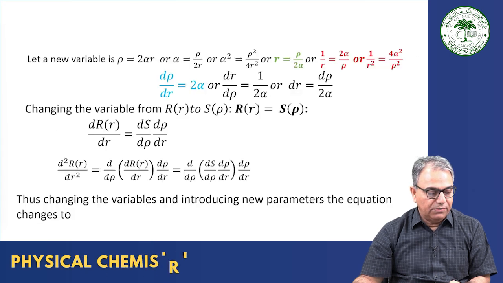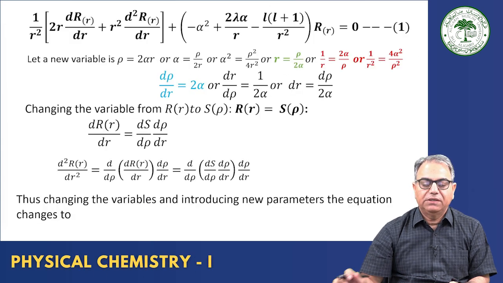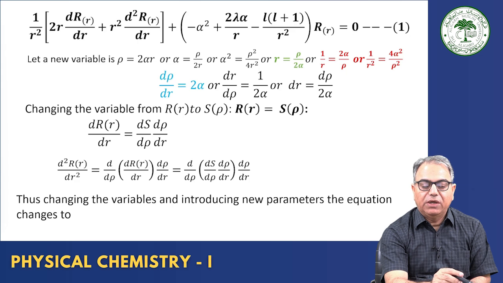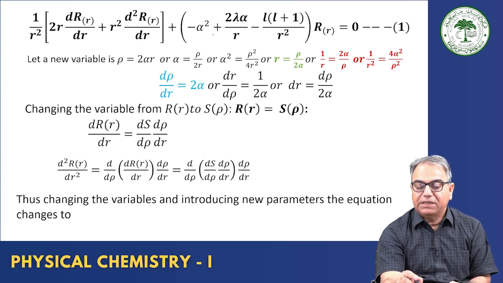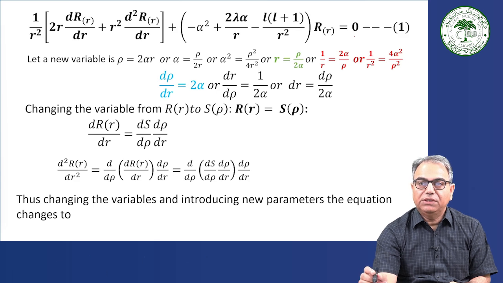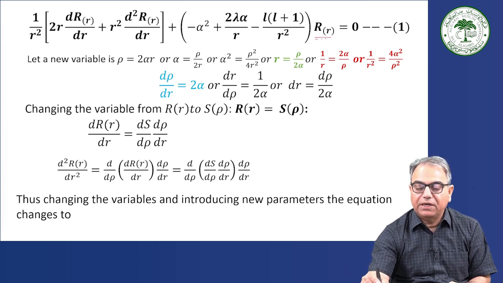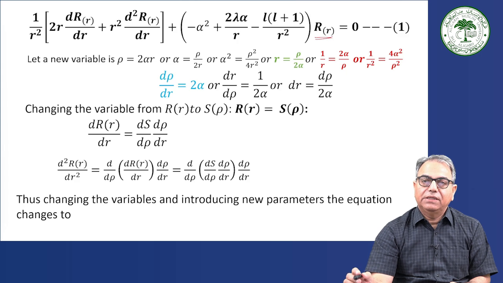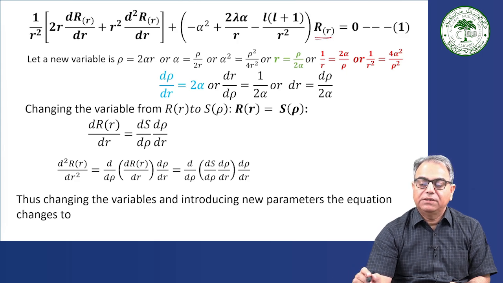So if we move ahead, this was your slide equation: 1 by r square, d by dr of r square dR by dr, plus minus alpha square plus 2 lambda alpha divided by r, minus L into L plus 1 divided by r square, into R is equal to 0. You need a solution for this to get the function R(r), okay. This is a difficult solution, so again what we do, we use the same technique which we used in the power series method of the simple harmonic oscillator and the power series method of theta equations.